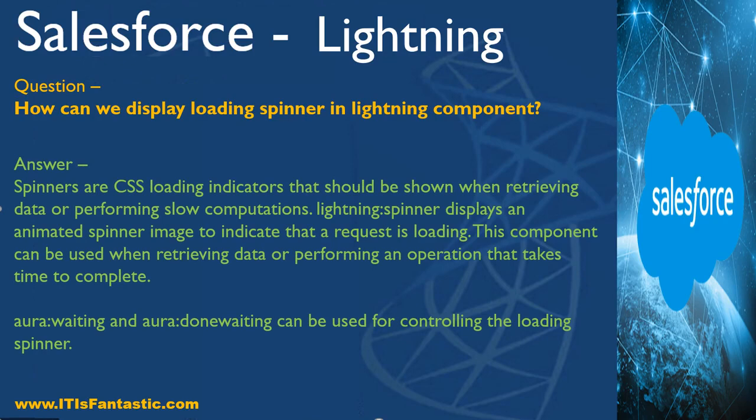How can we display loading spinner in Lightning component? Spinners are CSS loading indicators that should be shown when retrieving data or performing slow computations. Lightning spinner displays an animated spinner image to indicate that a request is loading. aura:waiting and aura:doneWaiting can be used for controlling the loading spinner.